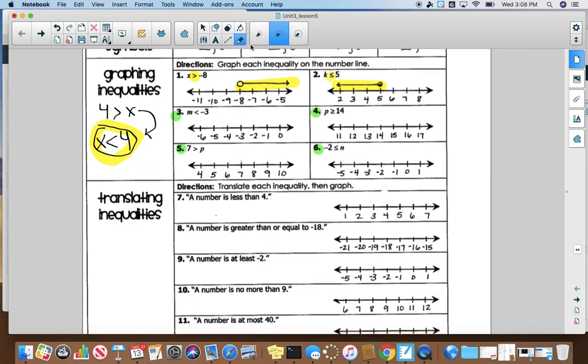Okay, number 7. We are going to translate the inequality and then graph it. So a number is less than. Up until this point, "is" has generally meant equal to. But now when it says "is less than," we actually have the less than sign. So a number, so we have the variable n, is less than, so the L sign, 4. And then I graph it. So I come over here, and it's not equal to, so my circle is going to be open. Numbers that are less than go to the left.